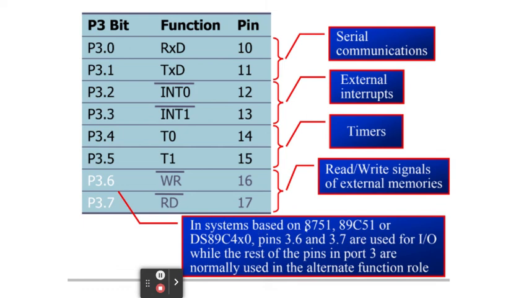So in systems based on 8751, 89C51, or DS89C4X0, pins P3.6 and P3.7 are used for input-output, while the rest of the pins in port 3 are normally used in the alternate function role.